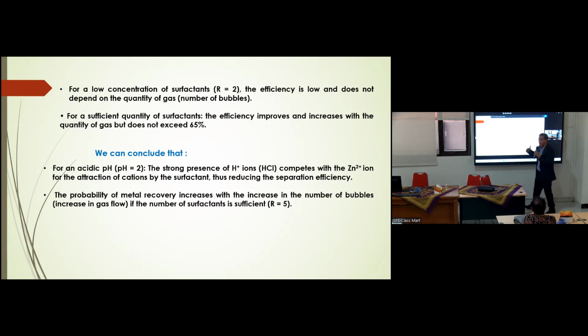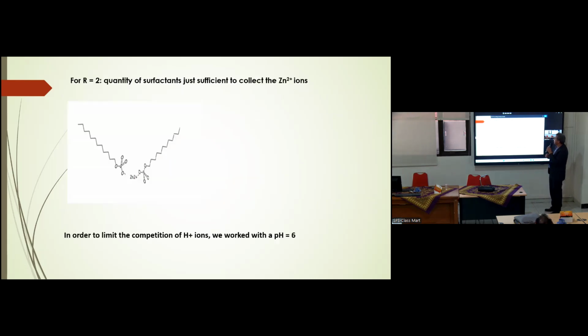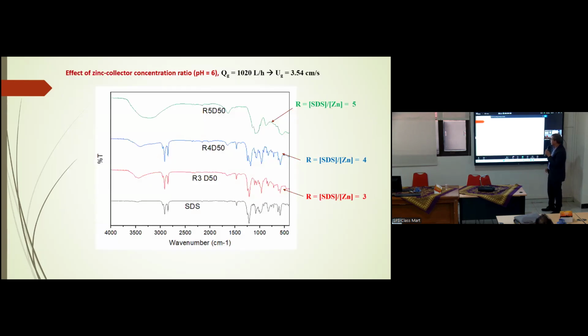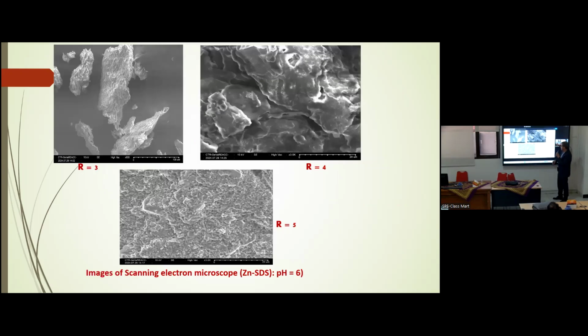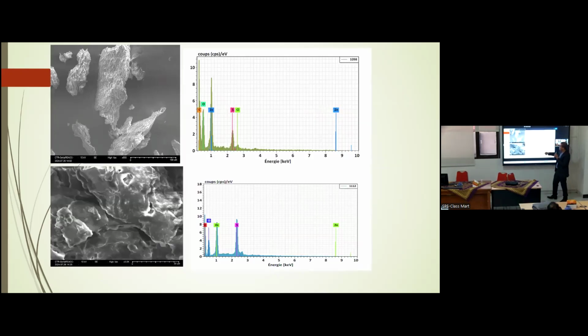So I choose another pH to improve my efficiency. I choose, for example, pH 6. At the same time, by infrared, I am sure that the surfactant is present in the foam. And we have the SEM. I can have an idea about the presence or not of the zinc. I'm sure the zinc is in the foam because there is presence of collector and zinc. That means that the flotation works.